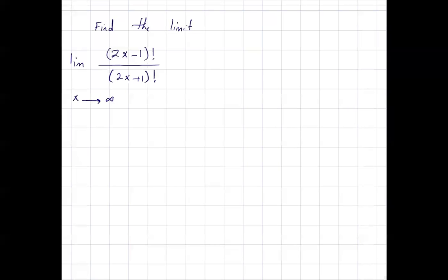We are interested in calculating the limit of (2x minus 1) factorial divided by (2x plus 1) factorial as x goes to infinity. If you plug in infinity, you end up with infinity divided by infinity, which is an indeterminate form. When you have an indeterminate form, you have to simplify this expression.